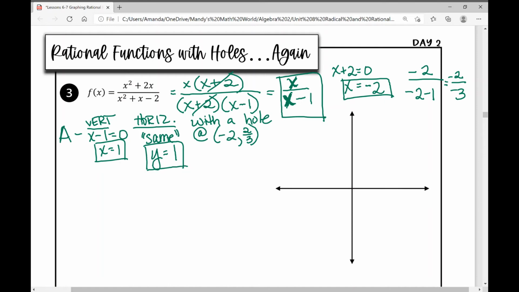So now let's graph those asymptotes. So x equals 1 is going to be right here. That's the vertical asymptote.